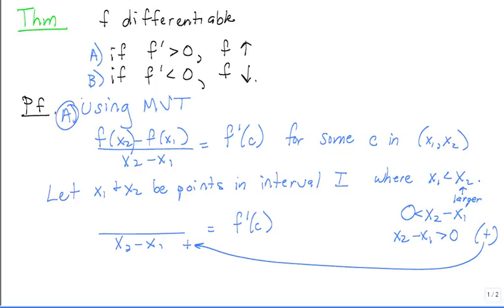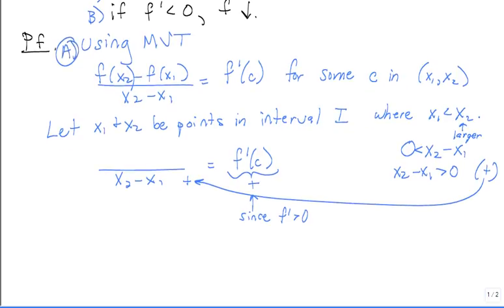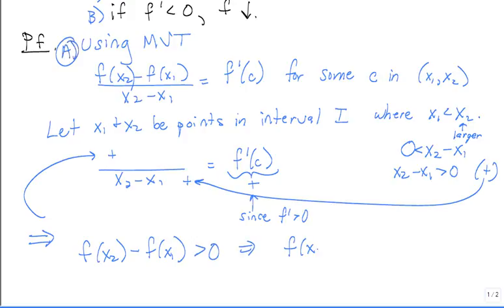This is A. So if f prime is greater than 0, then this is positive, since f prime is greater than 0. And that means if it's equal to a positive number, the denominator is positive. That means this has to be positive. So f of x2 minus f of x1 is greater than 0, which implies f of x1 is less than f of x2, which implies f is increasing. And you do the same thing for decreasing.